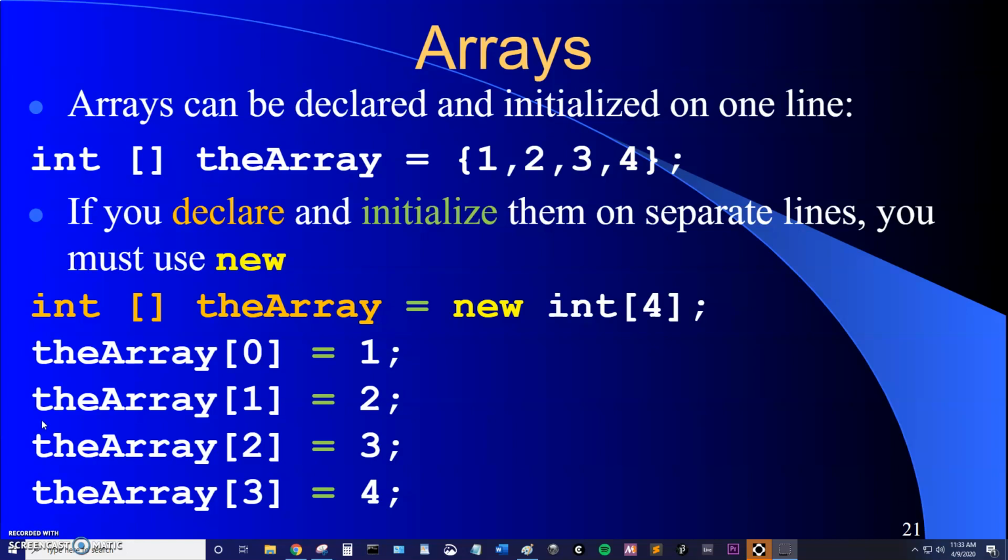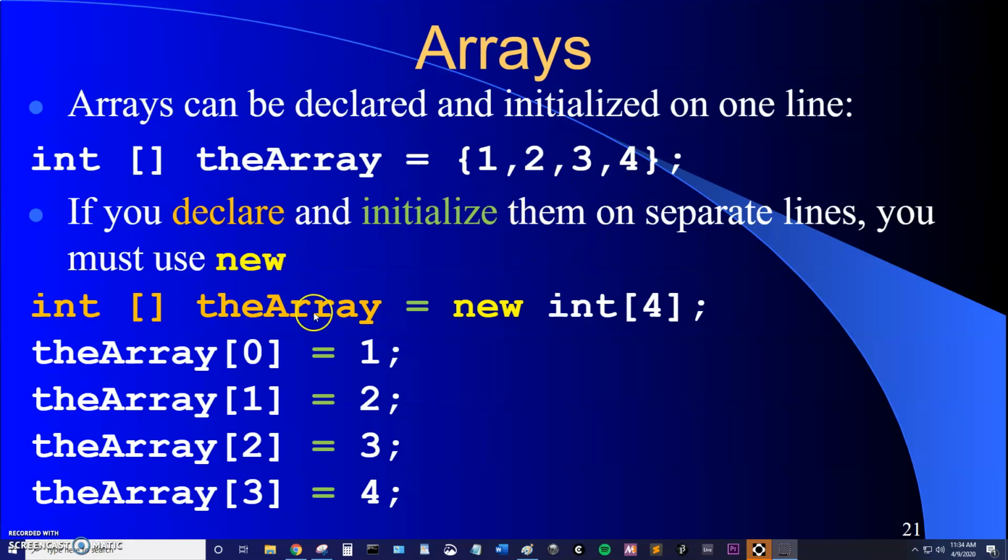Arrays are a collection of things of the same type. So for instance, these square brackets right here mean that we don't just have a single int in this array, we have a collection of them. Here we're using a set of curly braces to initialize it. So we're going to have 4 elements in position 0, 1, 2, and 3. The element in position 0 is going to be a 1, and so on. Now that's one way to do it.